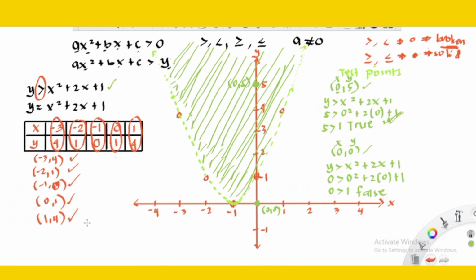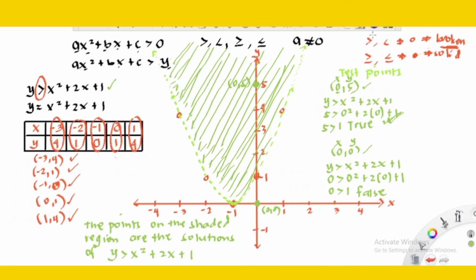So, therefore, we can say that the points on the shaded region are the solutions of the given quadratic inequality y is greater than x squared plus 2x plus 1. So, this is how we do it. Ito ang paraan on how to solve for the solutions of quadratic inequality in two variables.